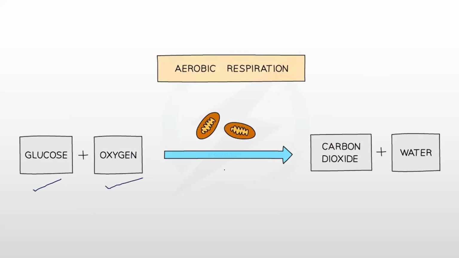So this is the word equation for aerobic respiration. Glucose combines with oxygen to form carbon dioxide and water. This happens where? Inside the mitochondria. And this process also releases energy, and that energy is then stored in the molecule ATP.